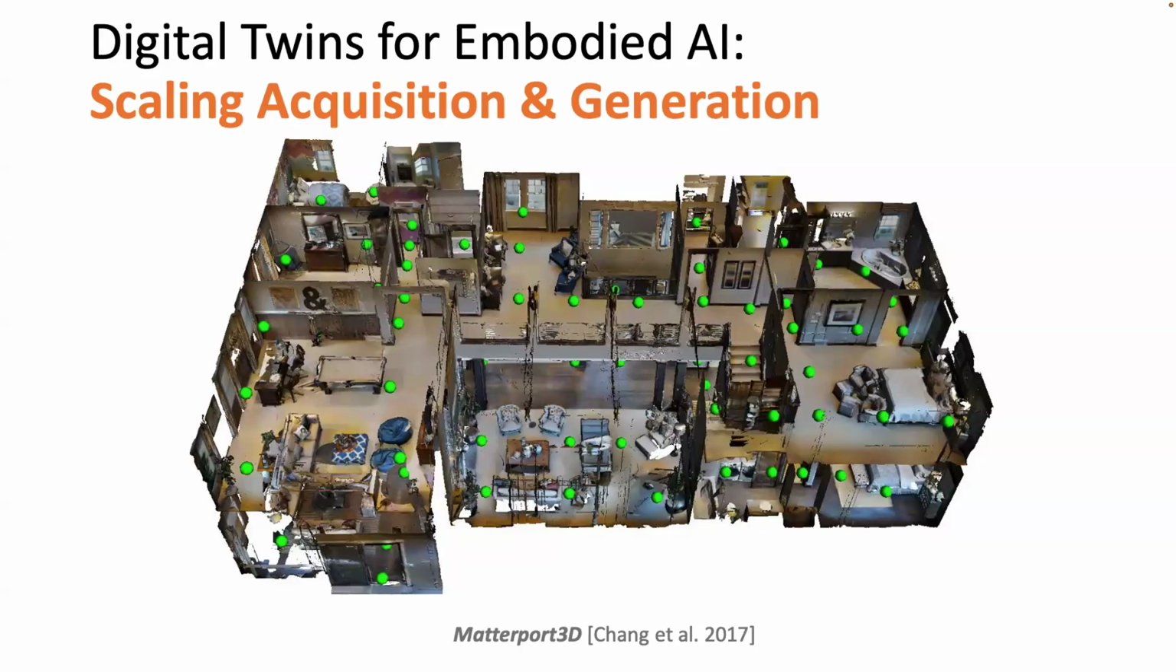What you see here is a particular example of a reconstruction of a real-world house. This is from the Matterport 3D dataset, from which many of the examples that you saw in the previous slide came. And the green dots here are positions where a tripod was placed in this real-world house to scan and acquire the imagery that was needed to produce this high-fidelity reconstruction of the indoor space. As you might imagine, this process takes quite a while. So it's not that easy to scale real-world data acquisition.